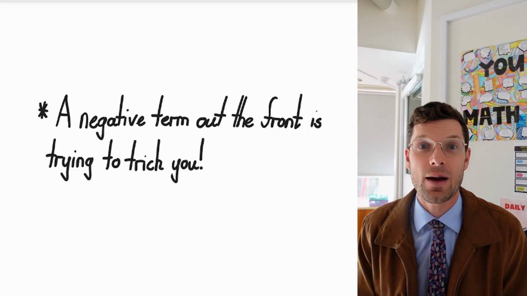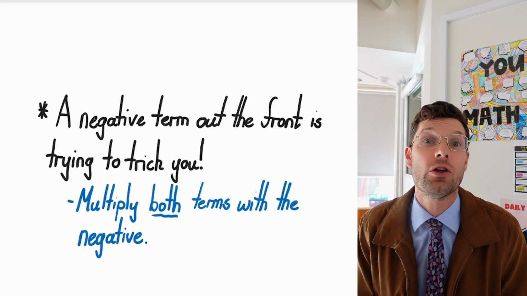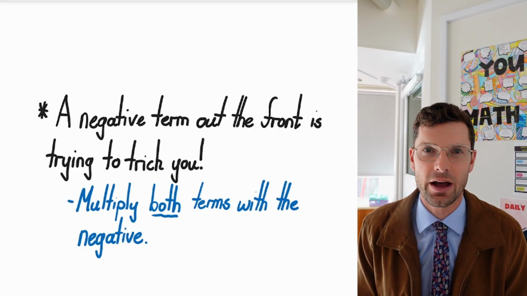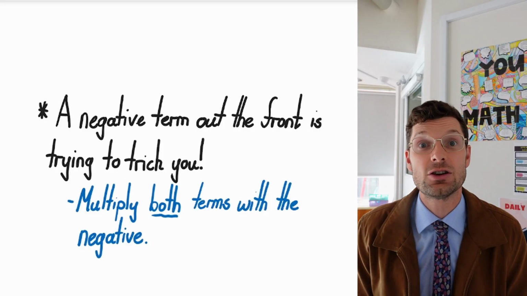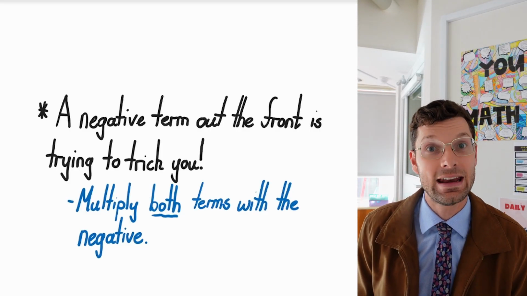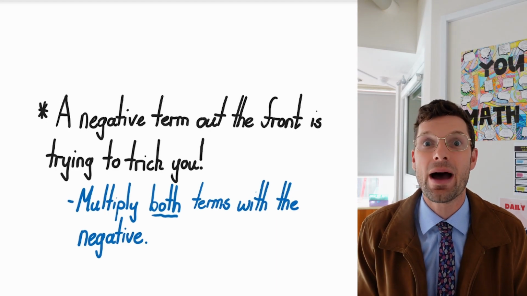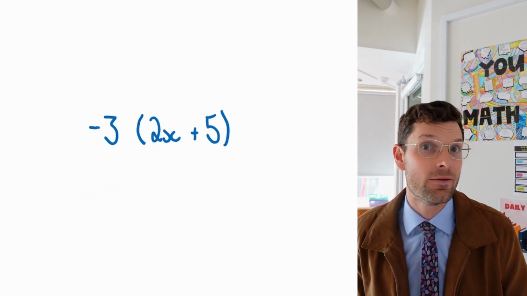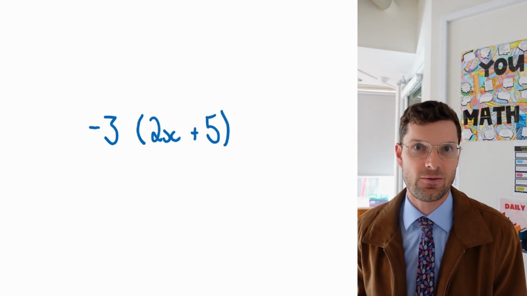When you see a negative number, slow down and make sure that you're multiplying everything with that negative that needs to be multiplied. For expanding brackets, we need to make sure that we multiply everything inside the brackets by a negative term if there is a negative number out the front. So if we look at almost the exact same question, we've got negative 3 multiplied by 2x plus 5.